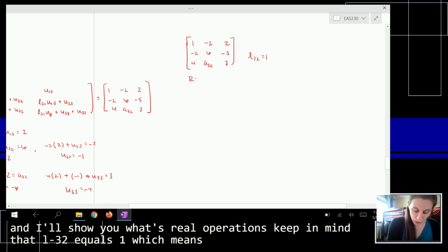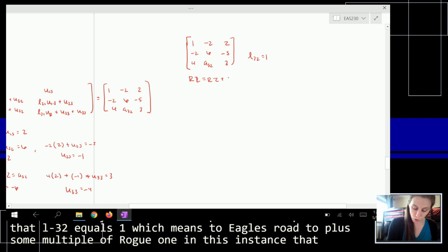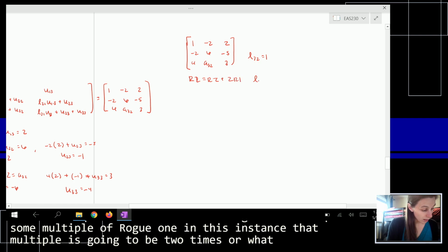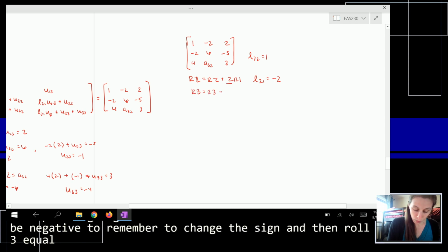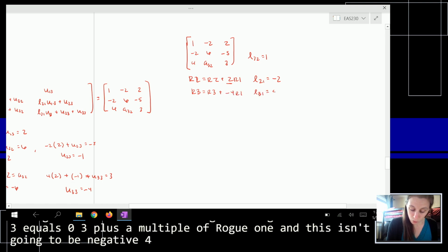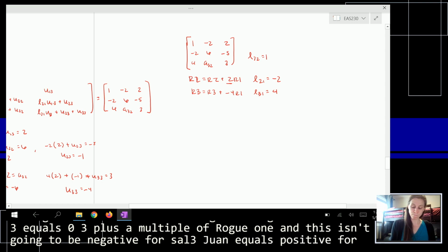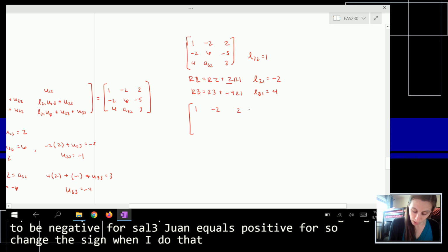Okay, so my first row operation, row 2 equals row 2 plus some multiple of row 1. In this instance, that multiple is going to be 2 times row 1. So L21 should be -2. Remember, change the sign. And then row 3 equals row 3 plus some multiple of row 1. In this instance, it's going to be -4. So L31 equals +4. So change the sign. When I do that, I end up with this.